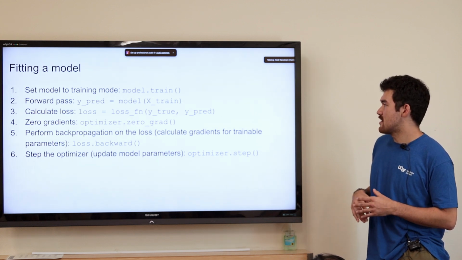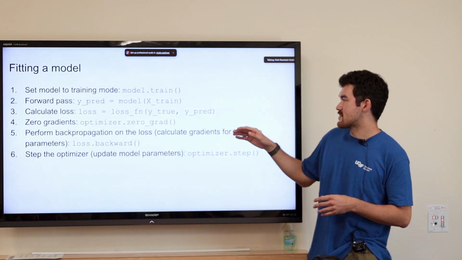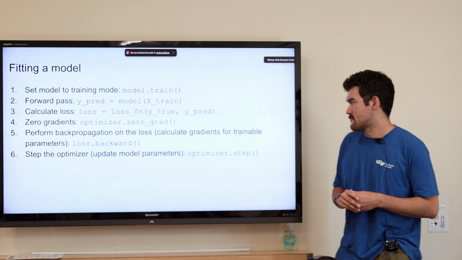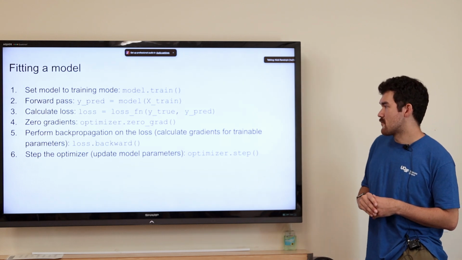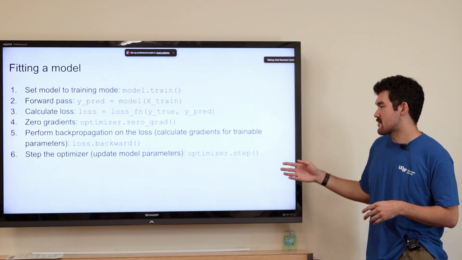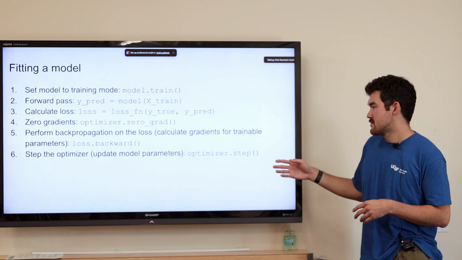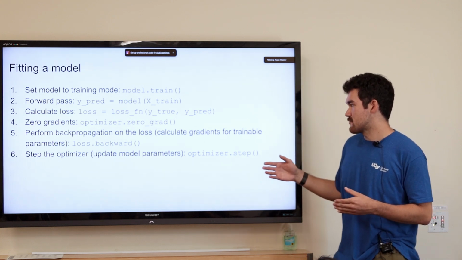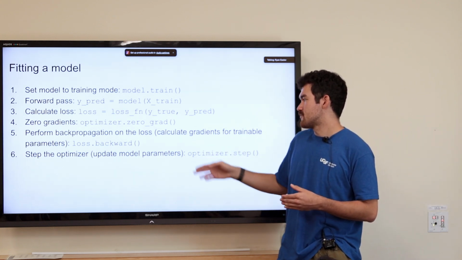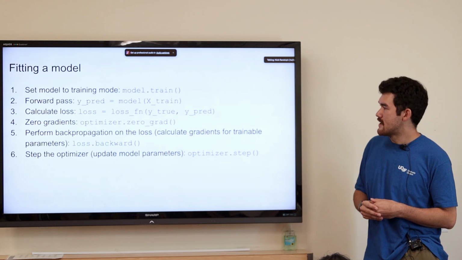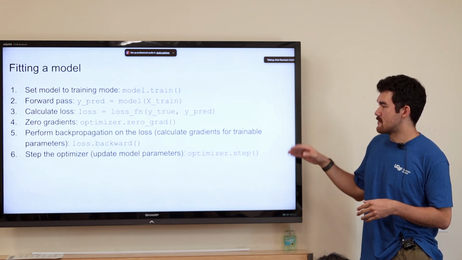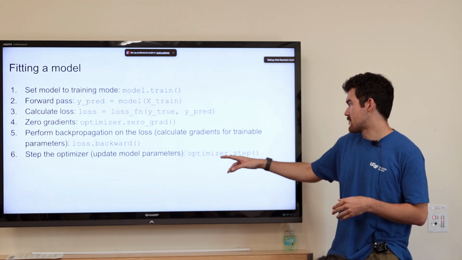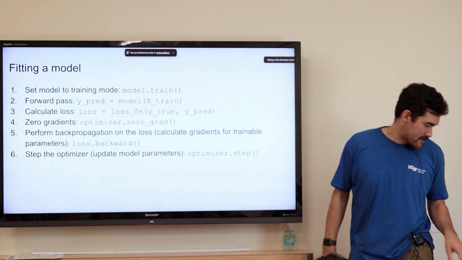You calculate your loss. You reset the gradients stored in the optimizer before then calculating the gradients with respect to each trainable parameter of the loss. And then you update the model parameters with the optimizer using optimizer.step.